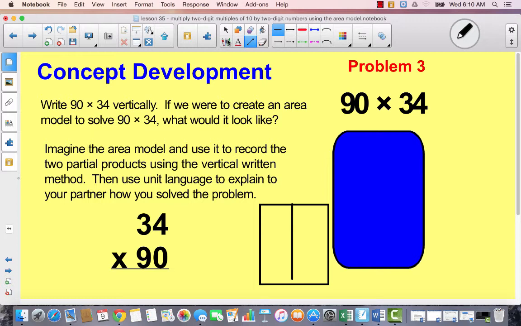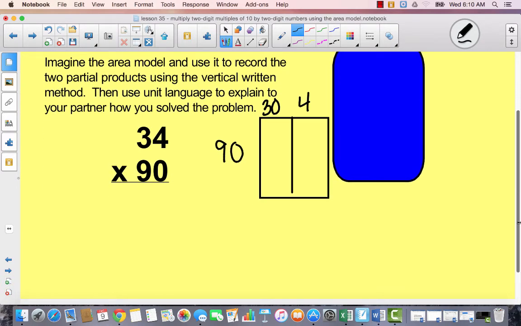We're going to put our multiple of 10 as the width, so this would be 90 because it's the single. And then up here we're going to do 34 in expanded form, 34. Okay, so we're going to do 30 times 90. So 3 times 9 is 27. And then I have a 0 and a 0. 10 times 10 is 100. That's why there are two zeros here. So that's going to be 2,700.